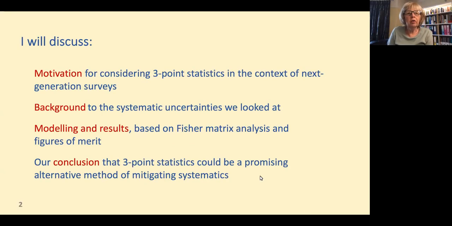So what I'm going to talk about is, first of all, the motivation for doing this work at all. Why use 3-point statistics? I'll then talk about the systematic uncertainties that we looked at and some of the background to why we chose those. Then I'll go through the modeling methods we used and assumptions and present our results, and conclude with the idea that actually this seems to be quite a promising way forward, a promising alternative to dealing with systematics in the future.